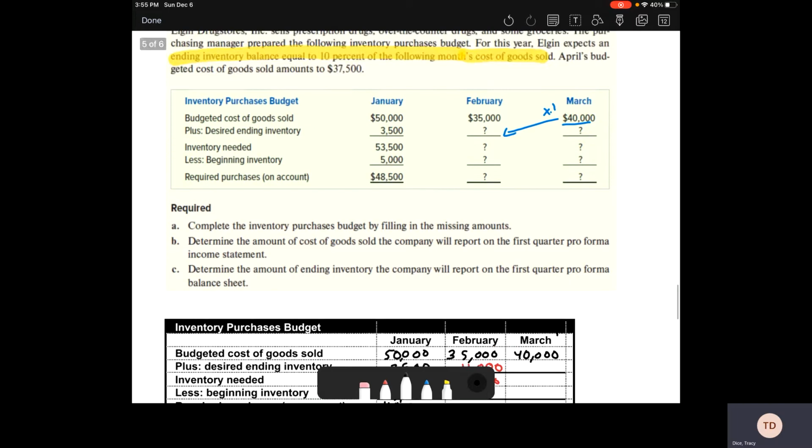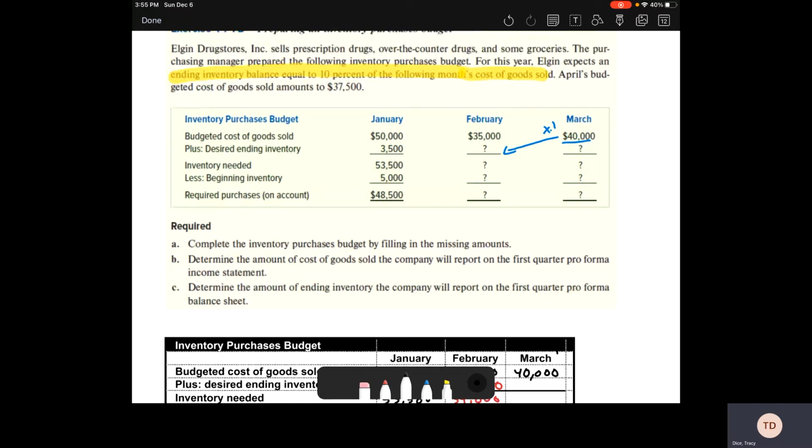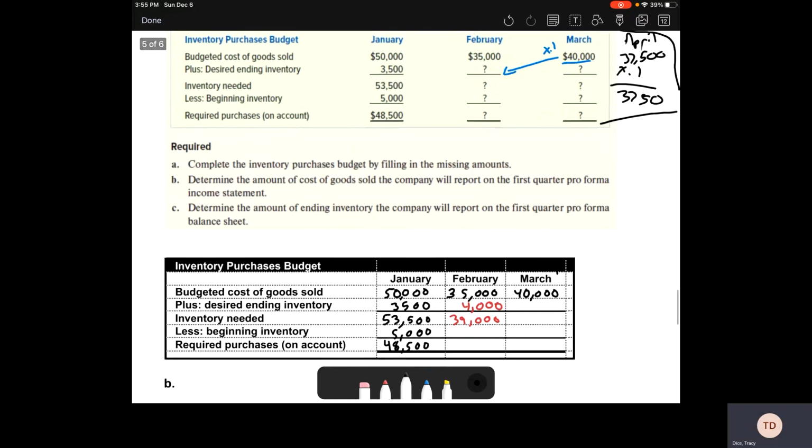So now let's look at March. Well, for March, we need to know our cost of goods sold for April. They don't have that information in this table. Where it is, right here: April's budgeted cost of goods sold amounts to $37,500. So if we were to extend this table to April, we would have $37,500. Take that times 0.1, and we should get $3,750 for our ending inventory in March. Add those together, and we get $43,750 for our needed inventory that month.